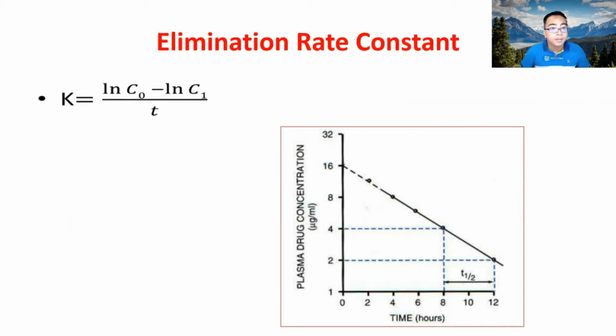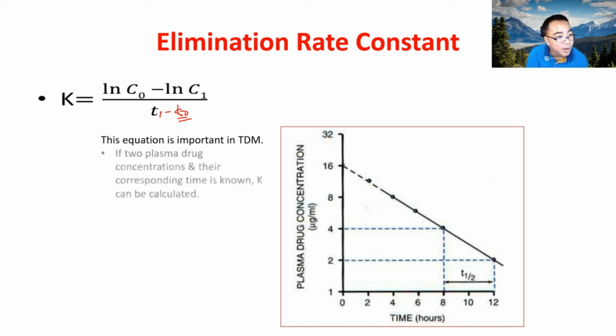Okay. So now, class, when we do elimination rate constant, again, it's just ln c sub 0 minus ln c sub 1 over t. Now, class, actually, ang t niyan is t1 minus t sub 0. Pero dahil sabi nga natin, 0 lang naman ang value nito, no need to write it down. Okay, so this equation is very important in therapeutic drug monitoring because as long as you're given 2 plasma drug concentrations, you can determine your elimination rate constant. At dito natin malalaman, class, how often should I be giving the drug? Okay, because if it's eliminated slowly, then obviously I'm going to give my drug less, as compared to when it's being eliminated fast, then I'll give my drug more often.